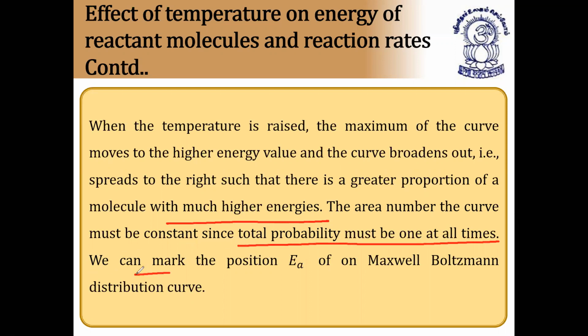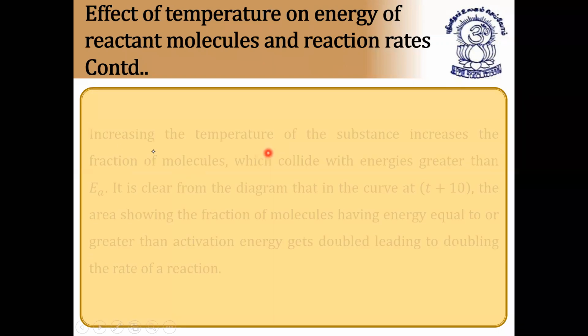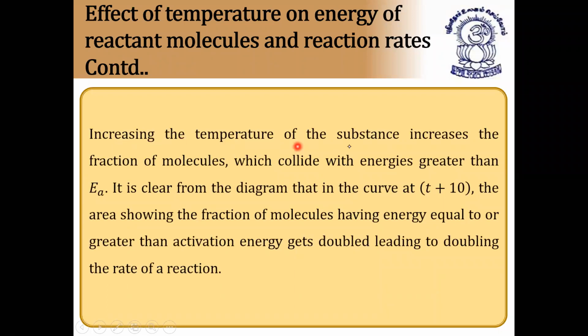So we can mark the position EA on the Maxwell-Boltzmann distribution curve. EA is called energy of activation. Increasing the temperature of the substance increases the fraction of molecules which collide with energies greater than EA.